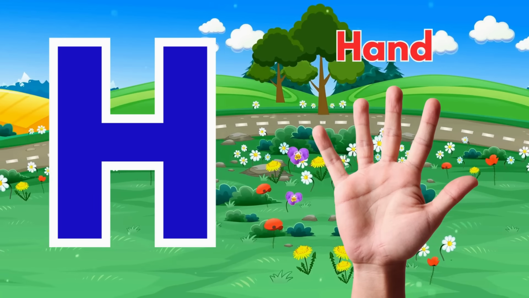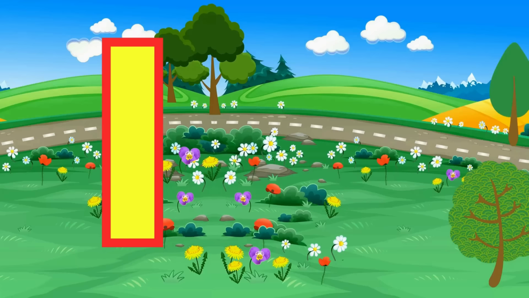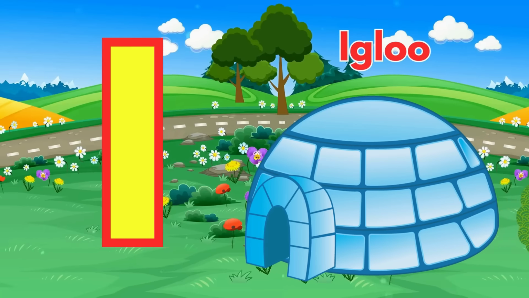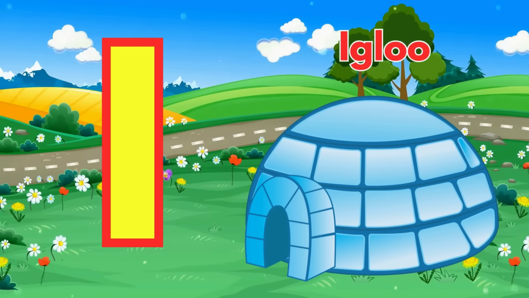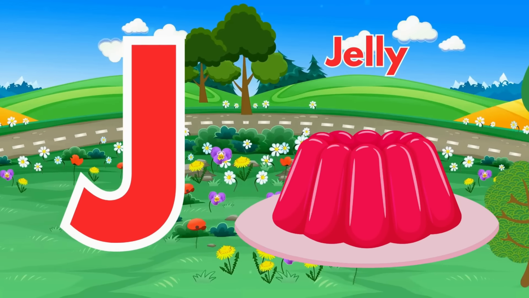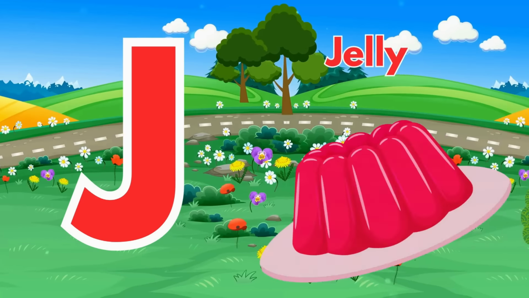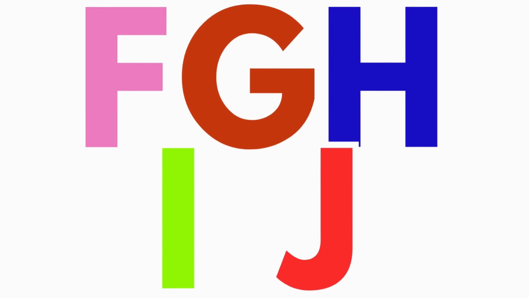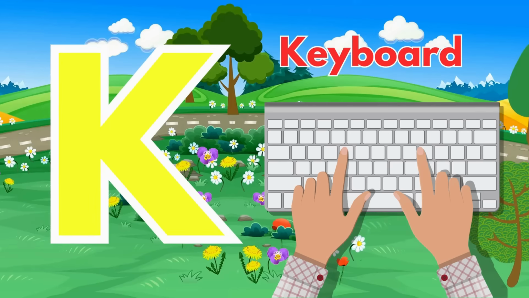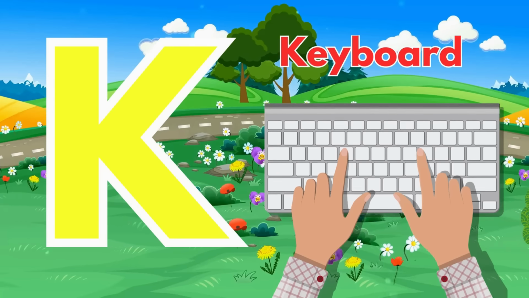H is for hand. I is for igloo. K is for keyboard.